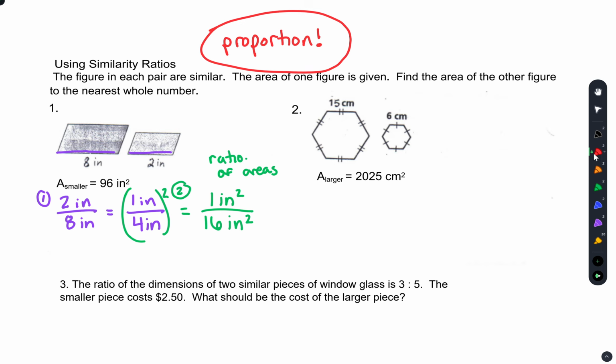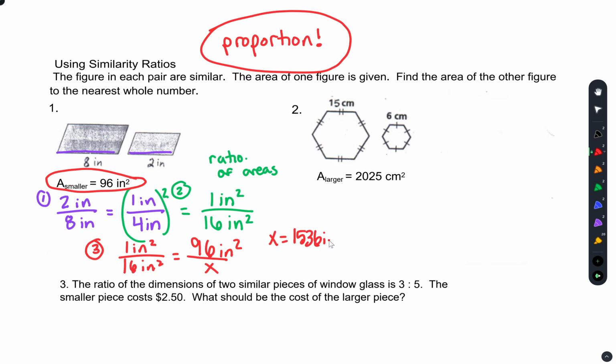The last step is the proportion. This is the step that I really want to see in your work. I'm going to take that new ratio of my areas, 1 inch squared over 16 inches squared, and set it up into a proportion with this area that I already have. The area of the smaller shape is 96 inches squared, so it does matter where we put this. Make sure you put it with the smaller piece. And then cross multiply. So this is 1x equals 96 times 16, or x equals 1,536 inches squared.